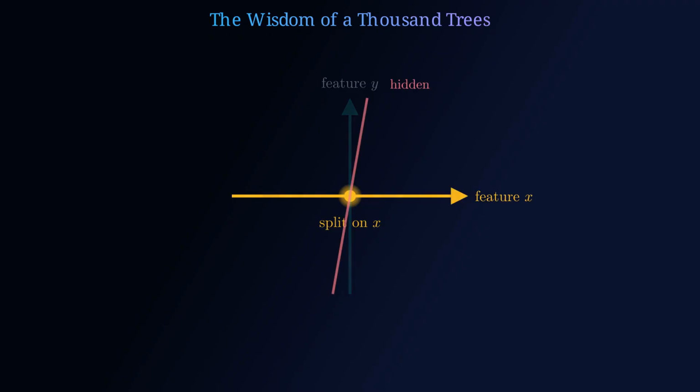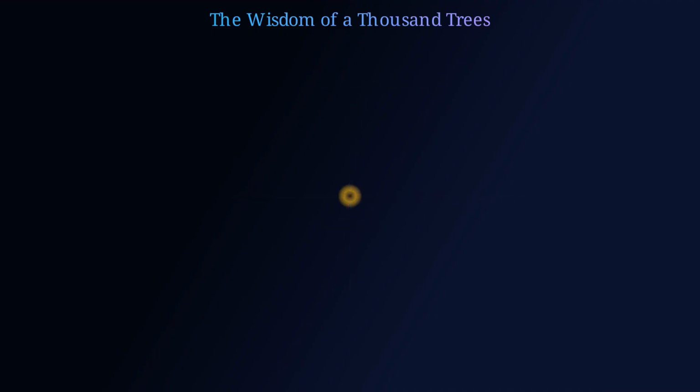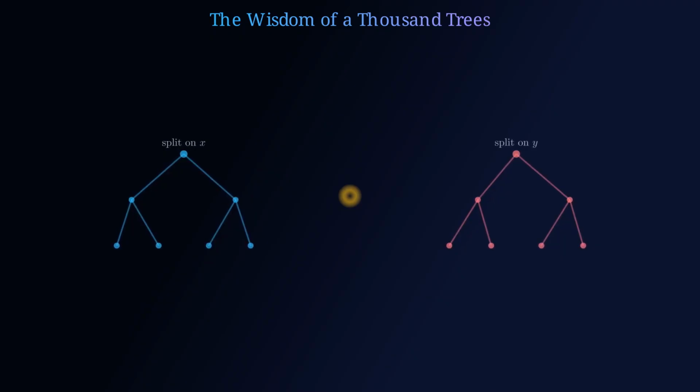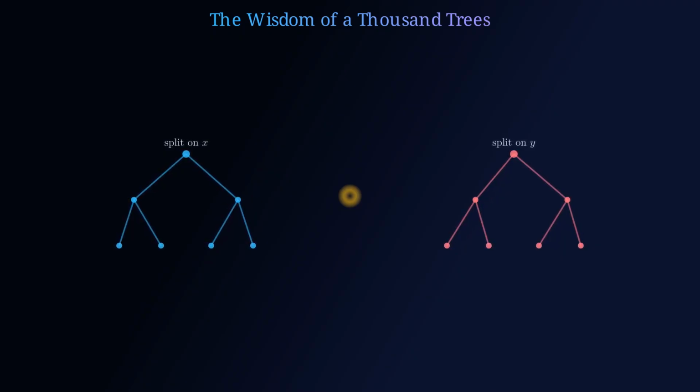This feels counterproductive. Why handicap each tree by hiding good options? Because if every tree could always pick the single best split, they'd all latch onto the same dominant feature and grow nearly identical. By forcing variety at each split, we guarantee the trees explore different structures and make different mistakes. Diversity is the whole point.